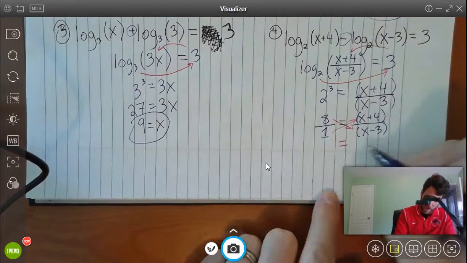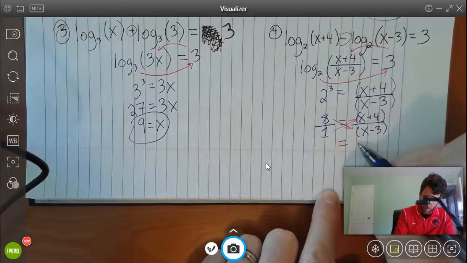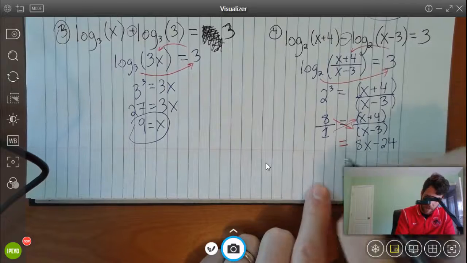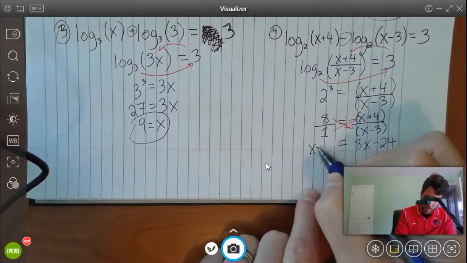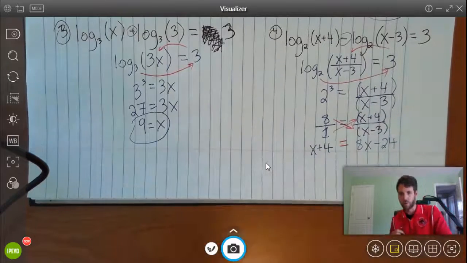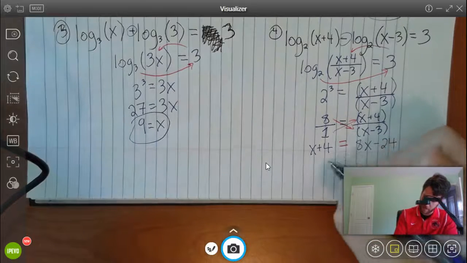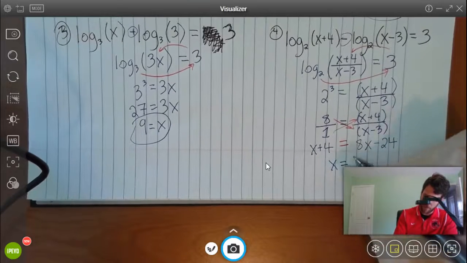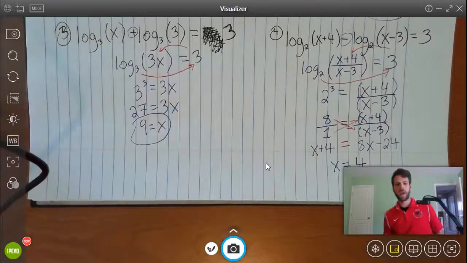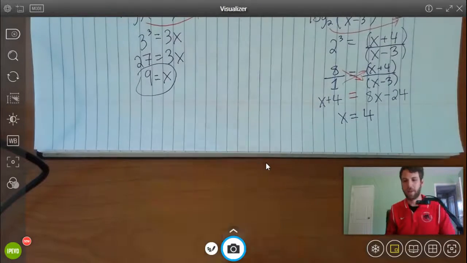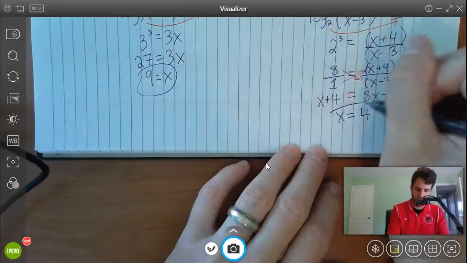So 8 times x minus 3 would be 8x minus 24. And then x plus 4 would be 1 times that and wouldn't change. Once you've put all of this together and solved it out, it turns out that x is going to be equal to 4. Now that finishes up that example right there with x being equal to 4 for number 4.